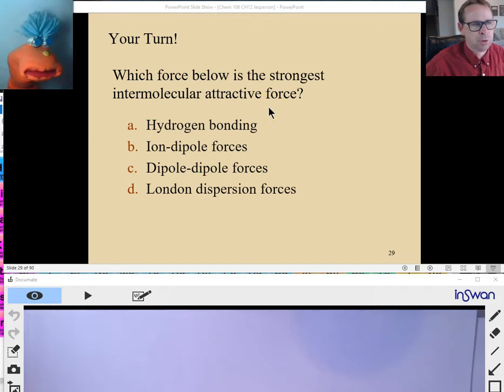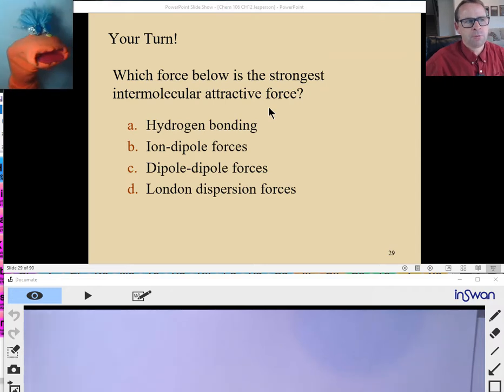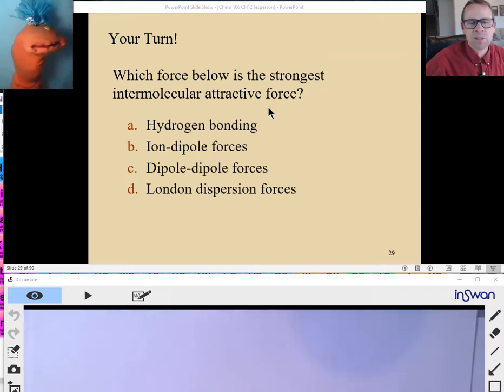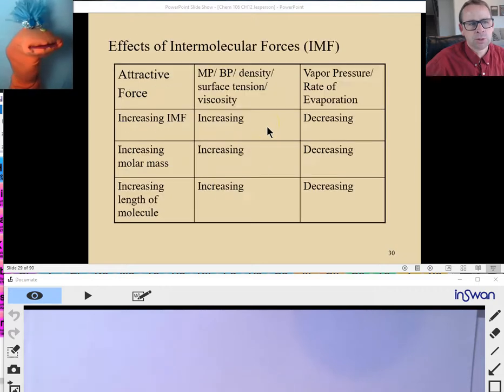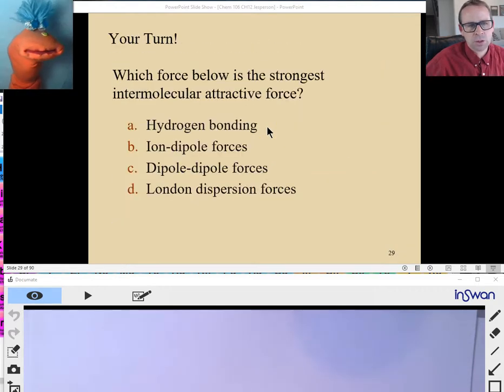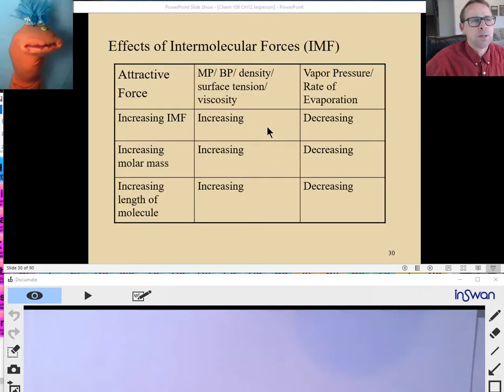Dipole forces are strong. London dispersion forces are not strong. Hydrogen bonding is stronger than dipole. I don't know about ion dipole. Where does that fit in? Well, ion dipole is not as strong as hydrogen bonding. Okay, so hydrogen bonding should be the strongest. That's right. Hydrogen bonding will be the strongest. Good.